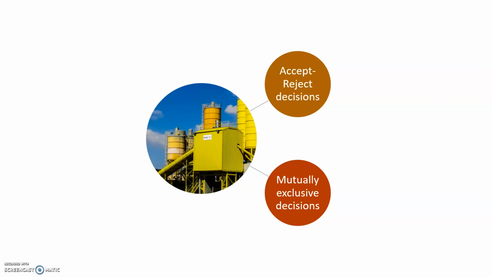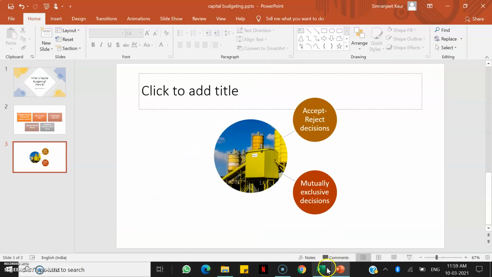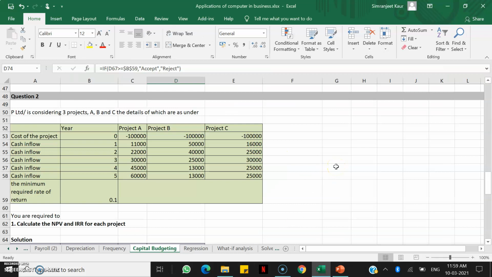That is why we will assess which project is giving us the maximum returns over the years, and then we will select that project. So let's quickly go to Excel. This is the question that we have with us. P Limited is considering 3 projects A, B and C, the details of which are as under. So we have projects A, B and C. This is the cost of the project in the first row, then the cash inflows over the next 5 years, and this is the minimum required rate of return.